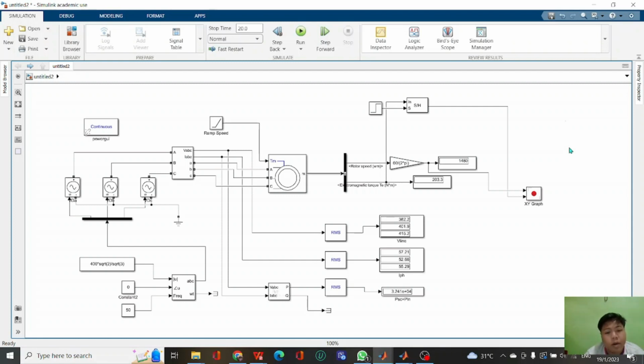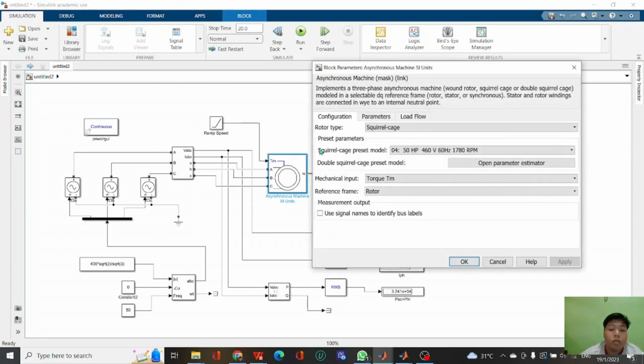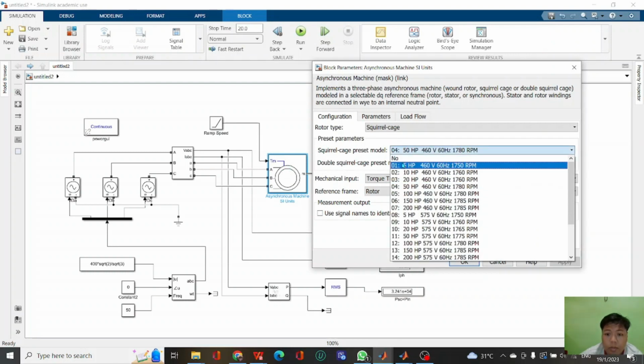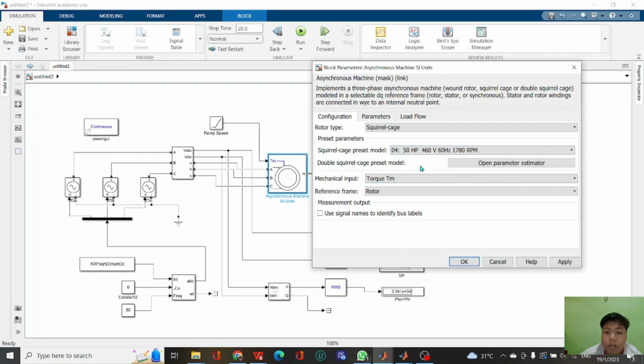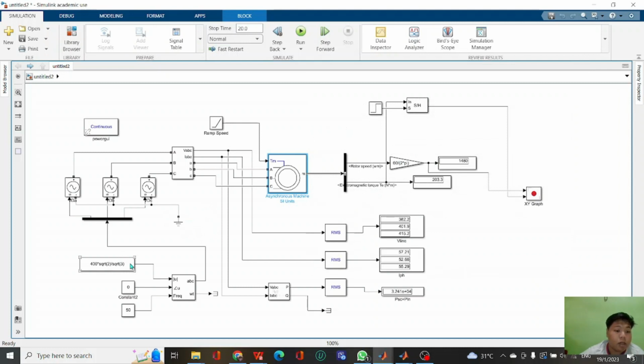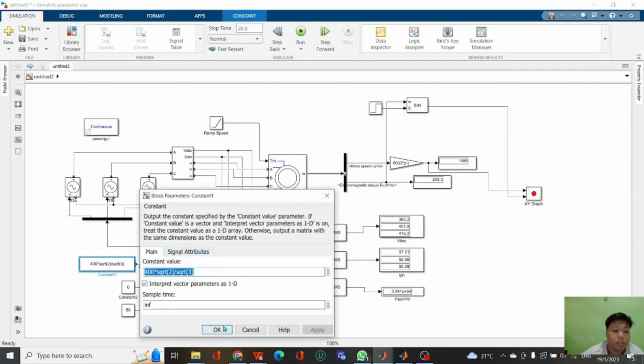I will present about test 3. Okay. First of all, we from group 4. We must set a block parameter to 0.4, actually 50 horsepower, 460 volt, and 60 hertz with 1780 RPM. Okay, and then for the mechanical input we must click the torque and reference frame to auto. Okay, apply and okay. First, we must set this for this equation.